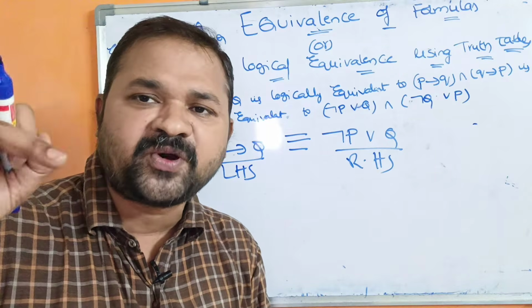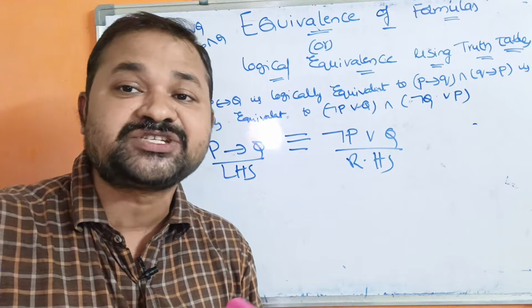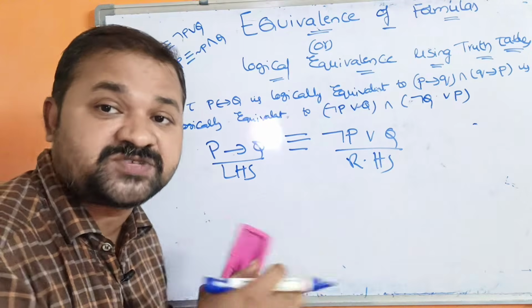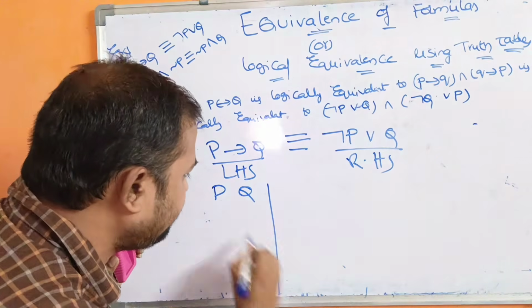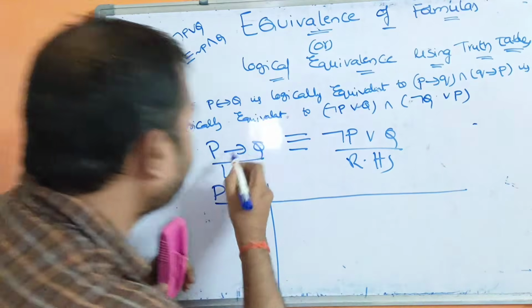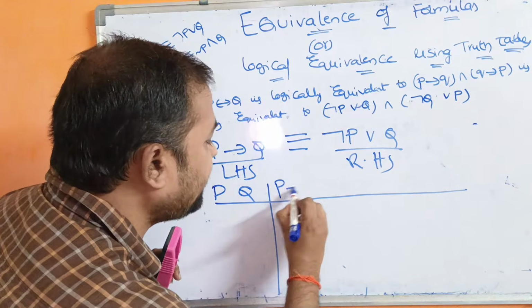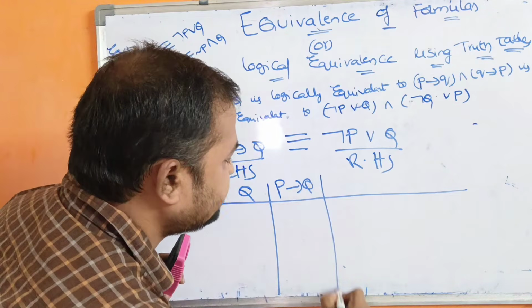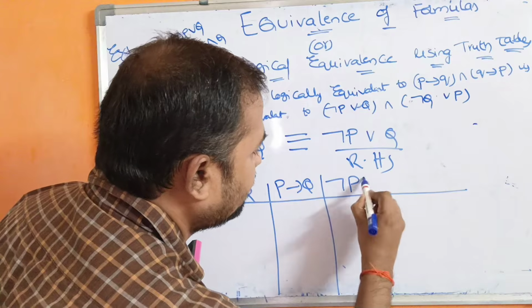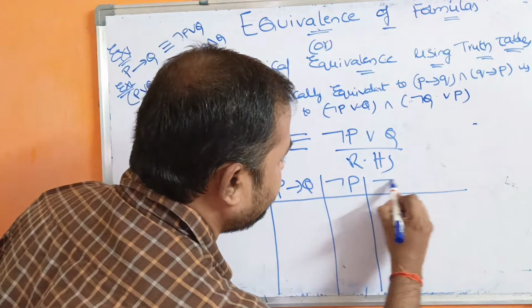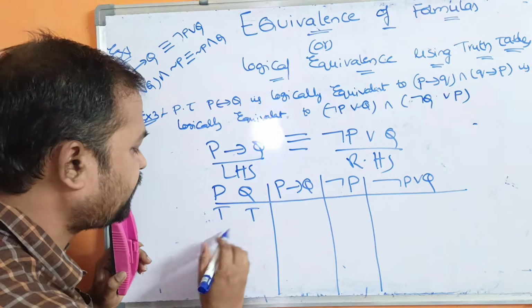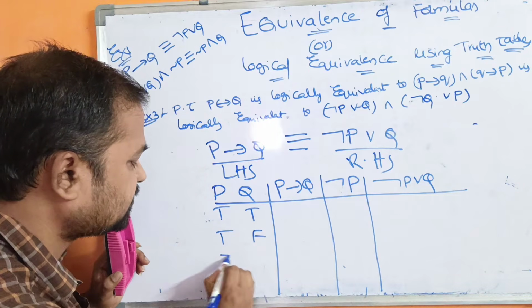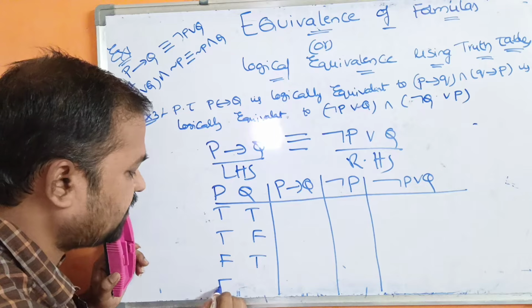So the number of possible inputs is 2 power n, that is 2 power 2. What does that mean? 4. So 4 possible combinations are possible. So P, Q. Next we have to calculate P implies Q. Next let us calculate negation P. Next, to calculate negation P or Q. The possible values are true true, true false, false true, false false.